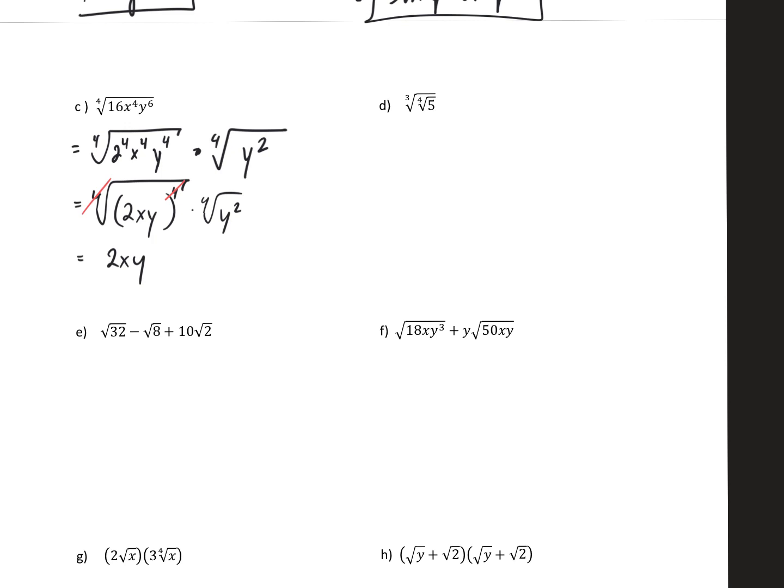Now, when we look at the 4th root of y squared, remember, we can rewrite this as y squared to the 1/4, which is the same as 2xy times y to the 2/4. And those two can simplify. We had 1/2. So my answer would be 2xy times y to the 1/2 power.